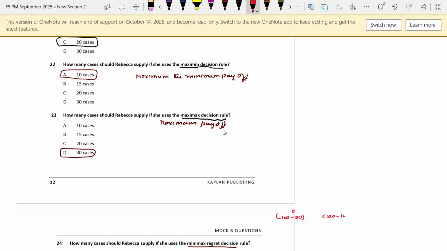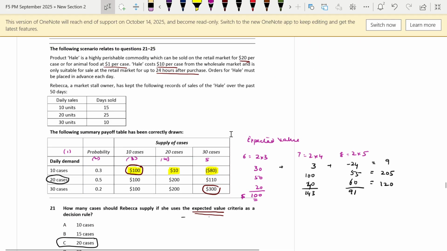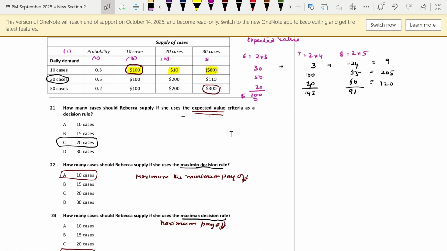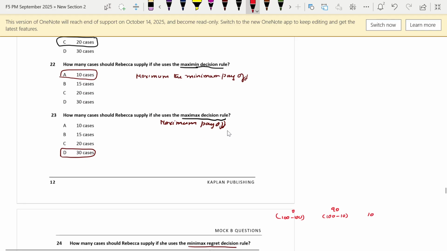100 minus 10, okay, how much? 90. Okay, and how much is there? 100 minus of minus 80, 180. It comes to how much? 180. Next.